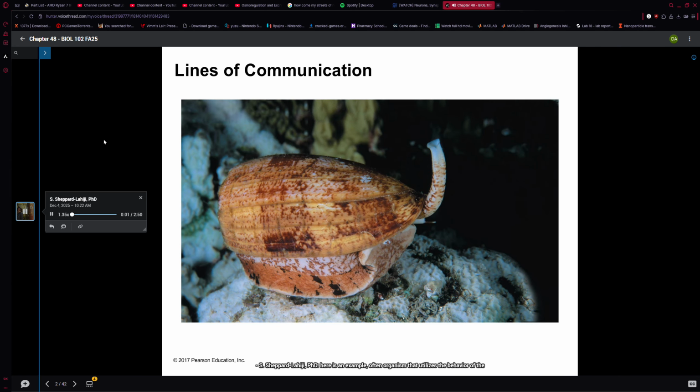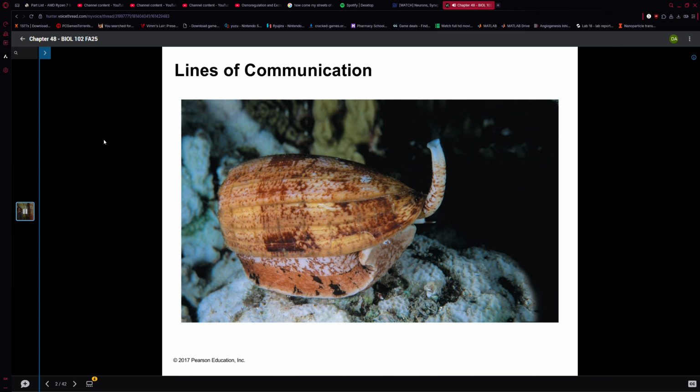Here is an example of an organism that utilizes the behavior of the nervous system as a means of immobilizing and acquiring its prey. This is a tropical cone snail. It's a carnivorous organism. Different species acquire different nutrients, meaning that some will eat worms, some will eat fish, and they hang out within tropical waters. They can also be found in the deep seas off the coast of Florida.